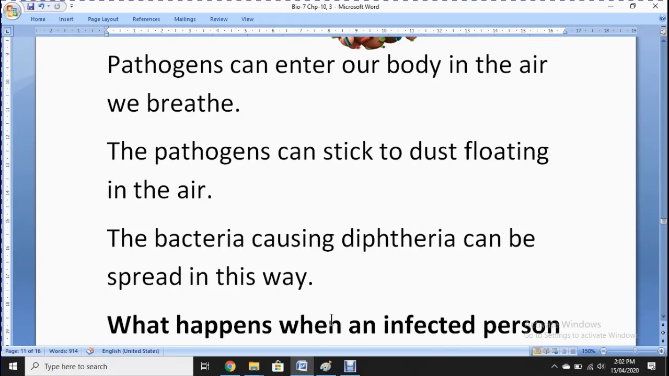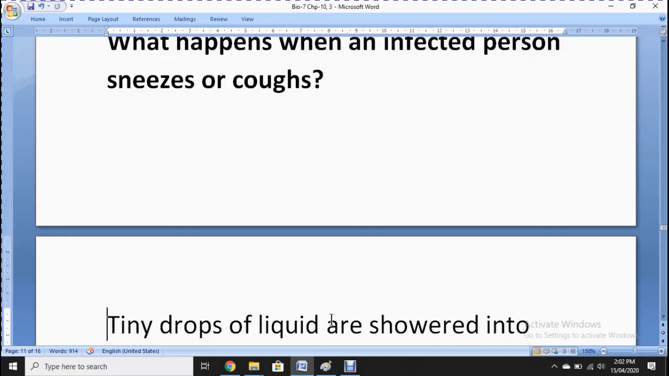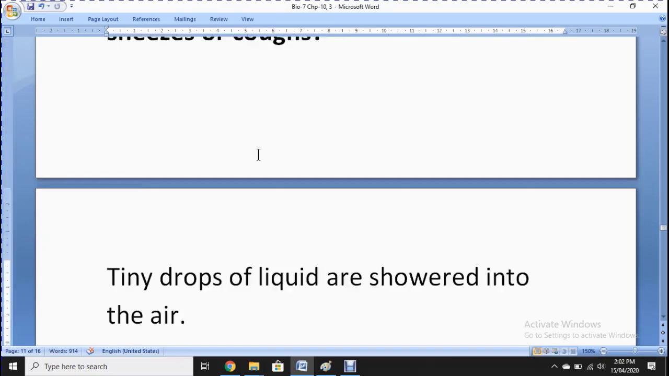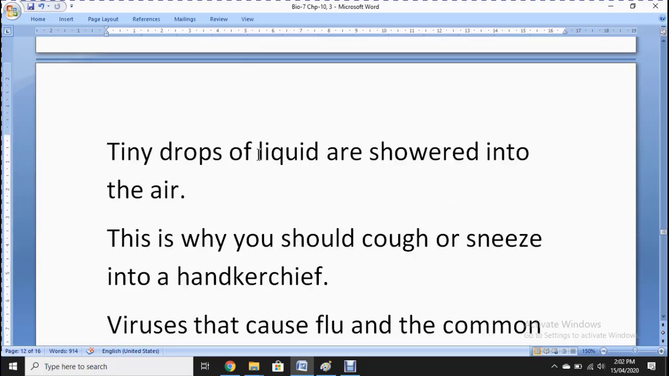This is another example of a bacteria that can cause illness like this. What happens when an infected person sneezes or coughs? When an infected person coughs, from his mouth, or during sneezing from his nose, tiny drops of liquid are showered into the air. Directly it throws these things into the air, or you can say the pathogen into the air.